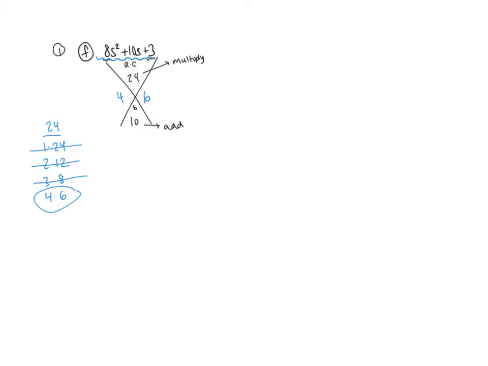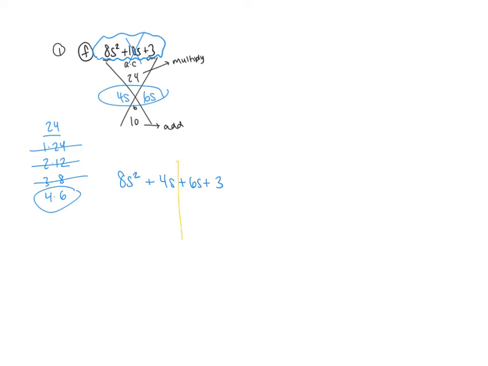Now I'm going to rewrite this, but I'm going to take out 10s, and instead I'm going to add 4s and 6s. So 8s squared, take out 10s, and now I'm going to add 4s plus 6s plus 3. Now I have 4 terms, so I need to factor by grouping.